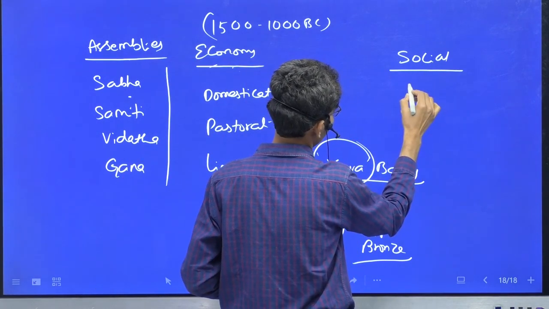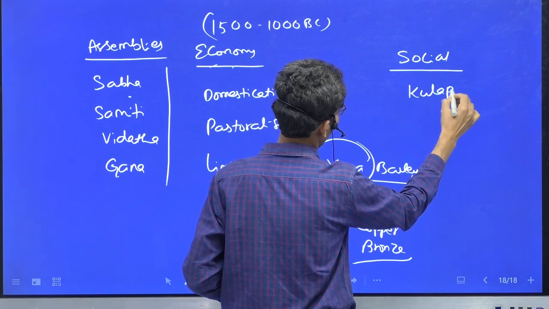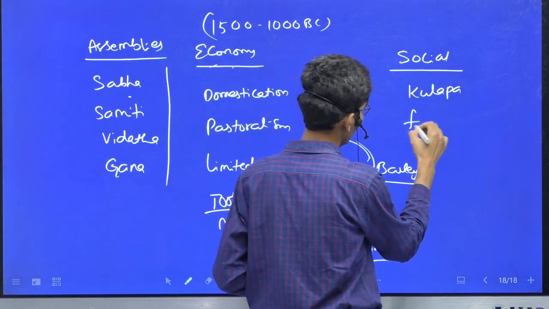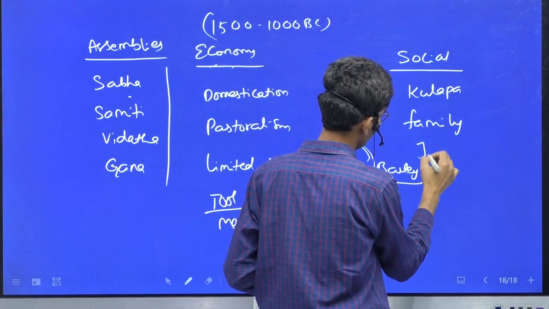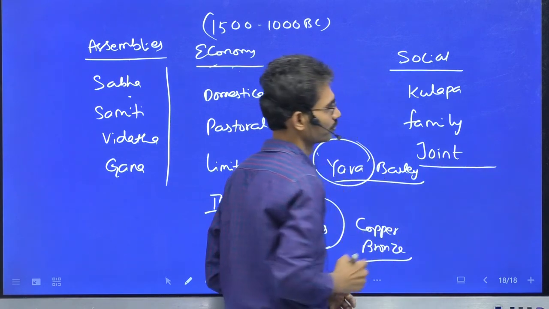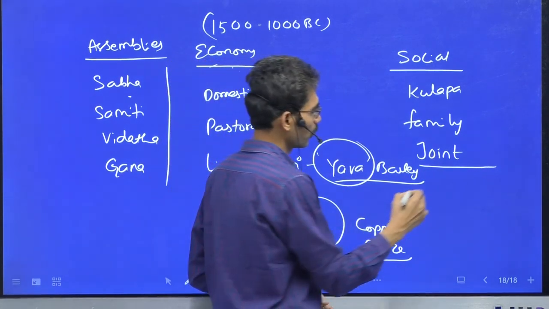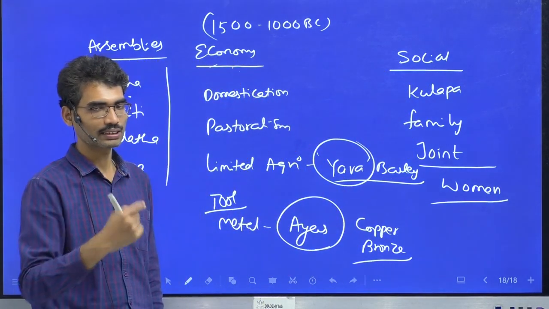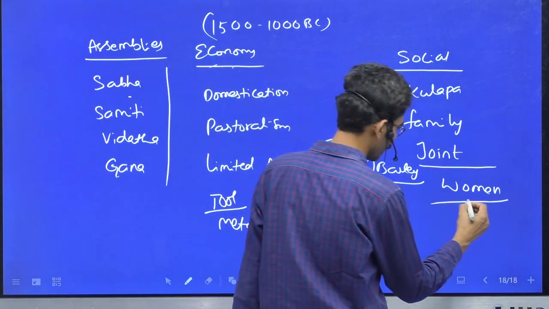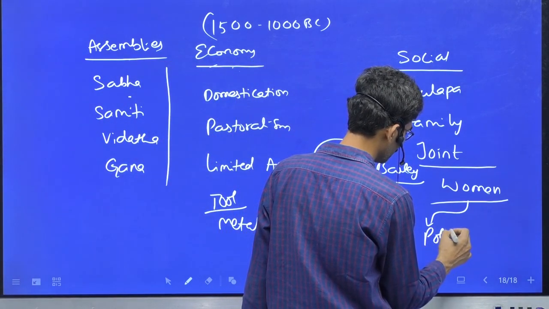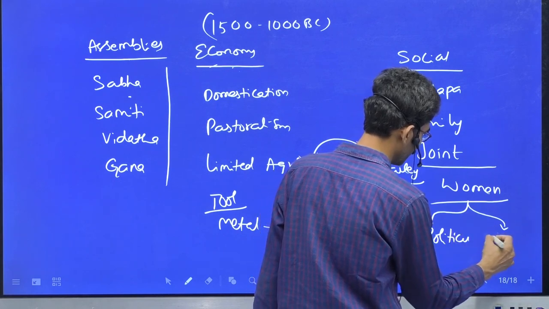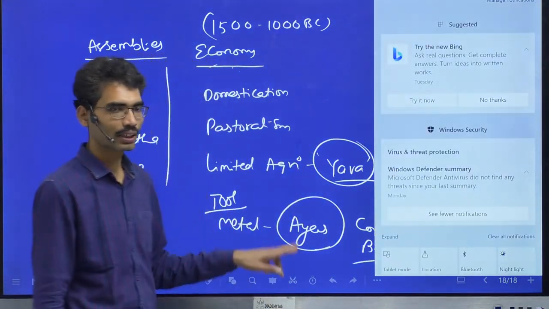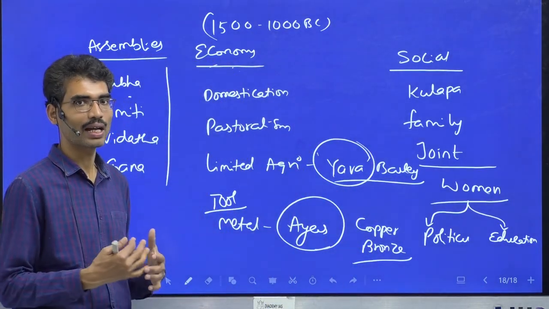When it comes to social system, kulapa was the head of the family. Family is the basic unit. Joint family was there. Women's conditions were better compared with the later stage, liberal, and they were allowed politically in Sabha and Samiti, and they were given education also. Some of the women in the Vedic time period even composed some hymns in Rig Veda.